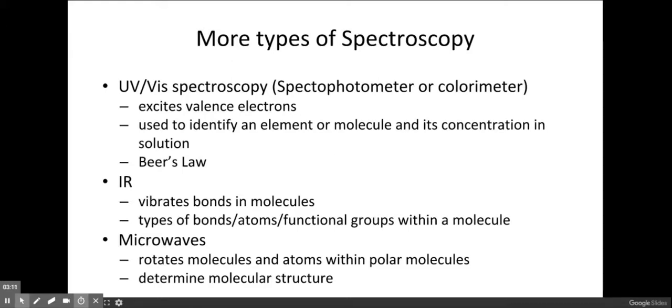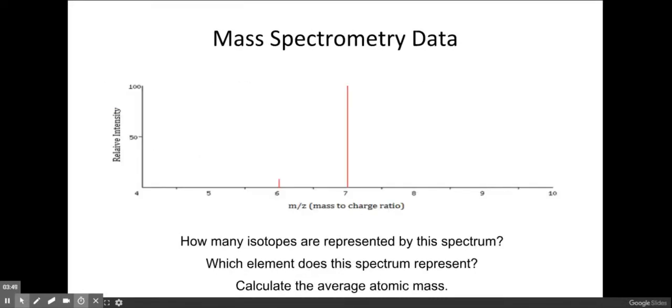because different bonds vibrate at different energies. Microwaves and sometimes radio waves too, which are the lowest energy in the electromagnetic spectrum, these just rotate molecules and rotate bonds, and it works really well with polar molecules. And this helps us to determine the molecular structure of a molecule. But the key word here is microwaves rotate molecules or rotate bonds compared to infrared vibrating and UV vis exciting valence electrons. So let's go back to mass spectrometry.